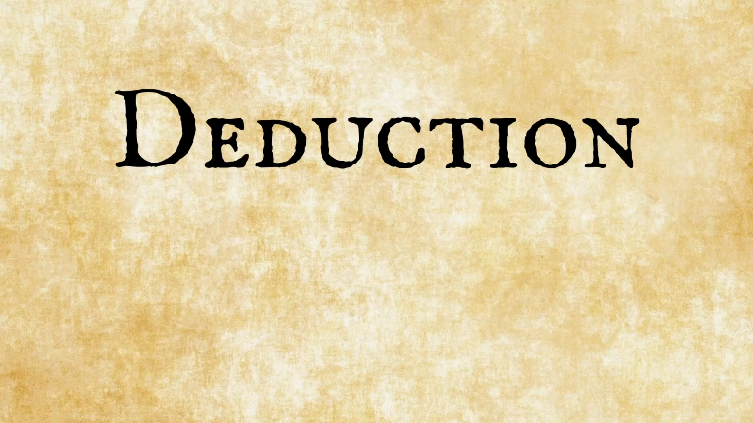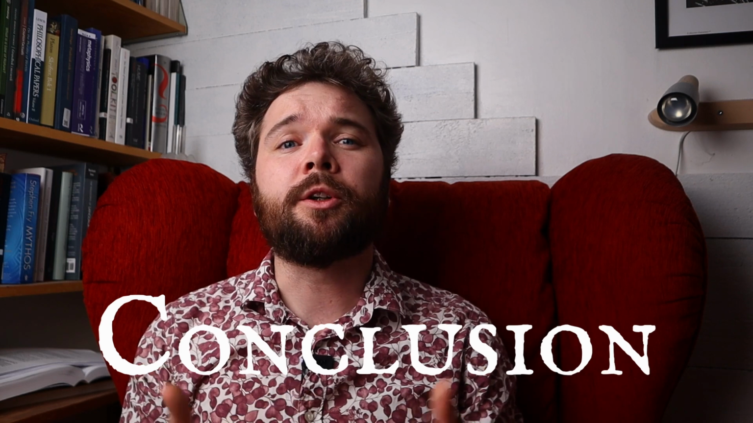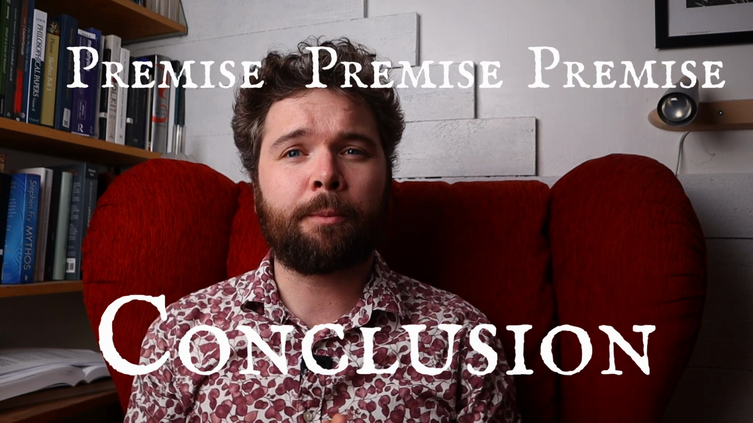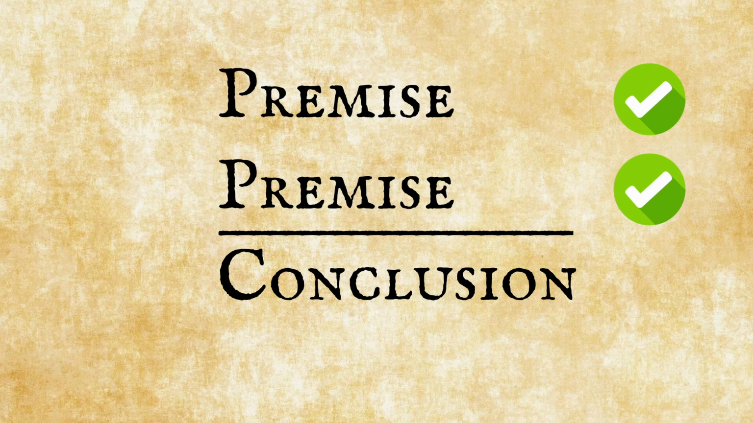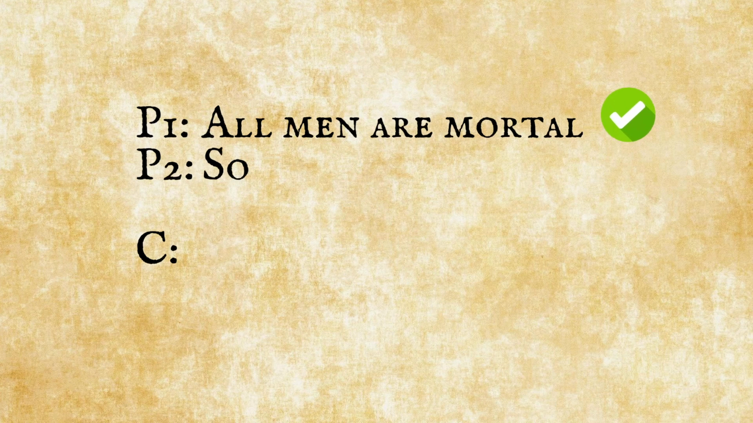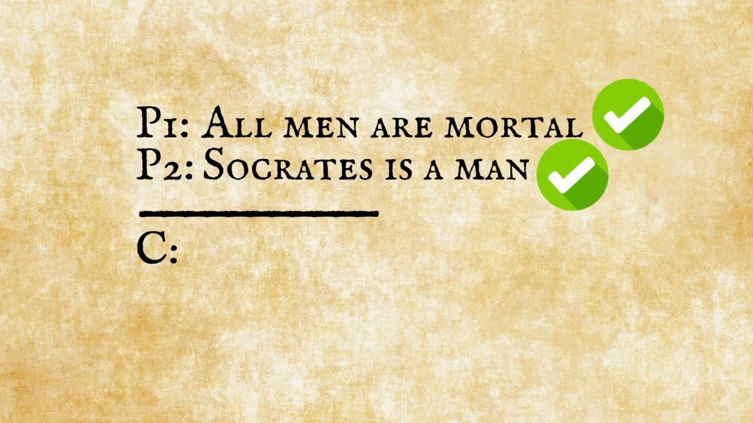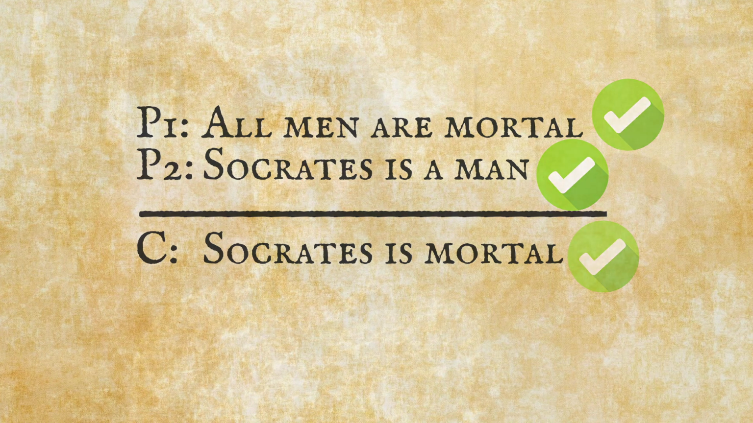What is deduction? A deductive argument is a type of inference where the conclusion logically follows from the premises. In other words, it is impossible for the premises to be true and the conclusion to be false at the same time. For instance, all men are mortal, Socrates is a man, hence Socrates is mortal. This argument is banal and simple, and we can see instantly that it is valid.